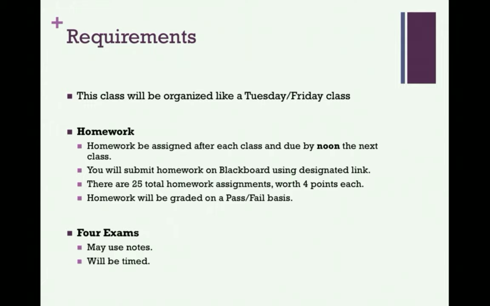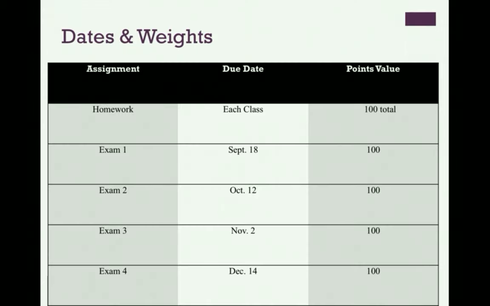So there are 4 exams, and here are the due dates and the weights for everything. Each assignment is worth 100 points total. So all of your homework together is 100 total points. Your exam number 1 is worth 100 points, exam number 2, 3, and 4. Here are the due dates for your exams. Now, each exam, with the exception of exam 4, I'm pretty sure, I should have looked this up, is due by midnight of the due date. So it's a little different. Your homework is always due by noon. But exam 1, 2, and 3 are due by midnight.